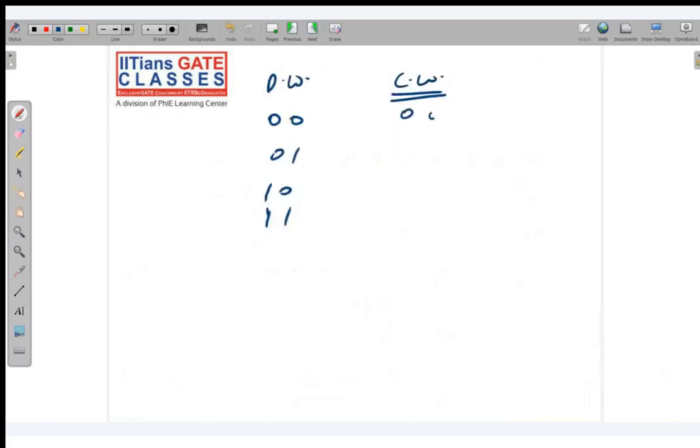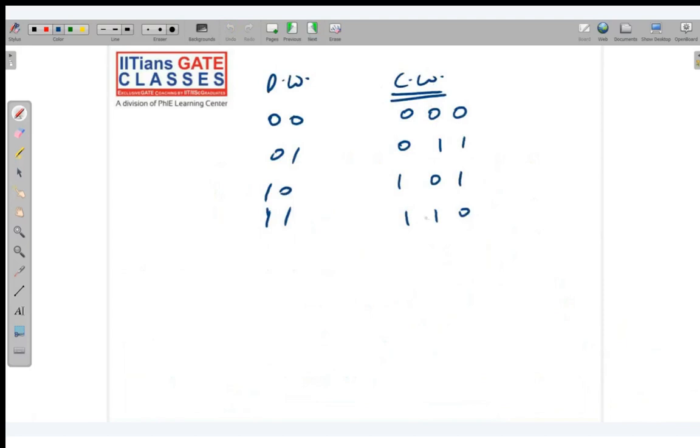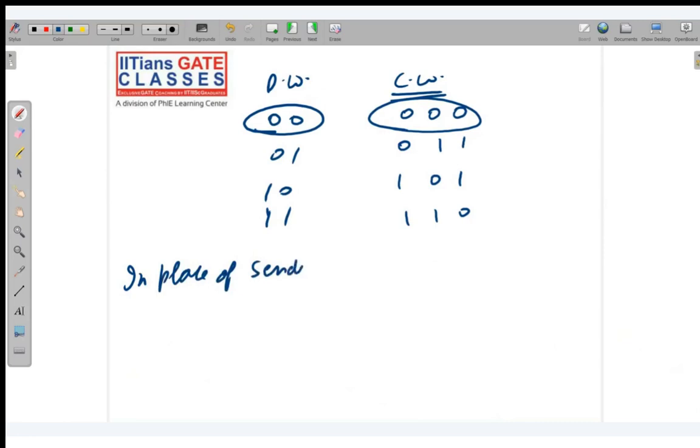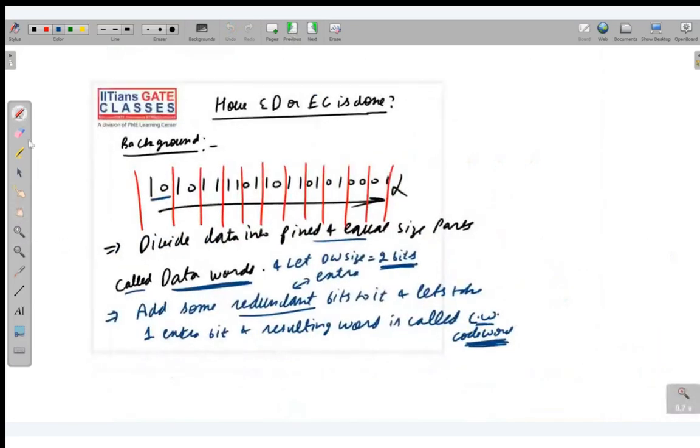So the resulting code words can be 000, 011, 101, 110. Forget about how I have written it. Just follow the point that we have added one extra bit, called a redundant bit, and finally we got the code word. The code word length will now be 3 bits: 2 bits of data word and one extra bit added, 2 plus 1 is 3. So here I have written code words of size 3. Now in place of sending the data word, the sender will send the code word.